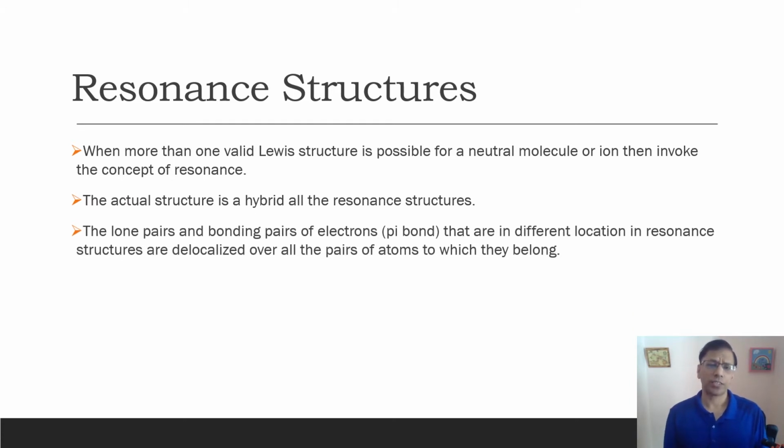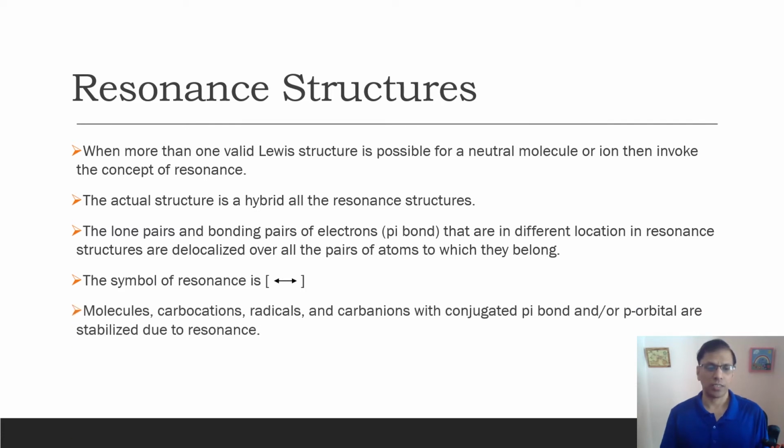In resonance structures, only the lone pair and the bonding pair, which is only the pi bond electrons, are in different locations in the resonance structures, since they are delocalized over the pair of atoms to which they belong. The symbol of resonance is a double-headed arrow, as shown.